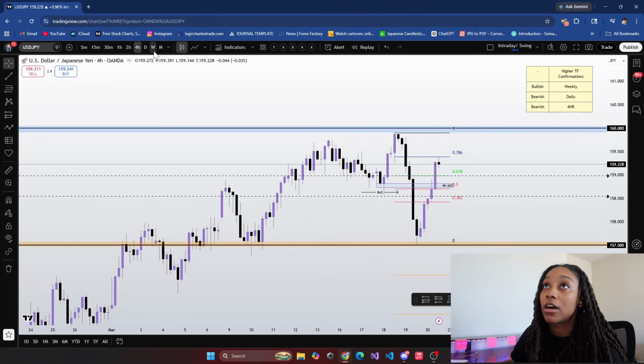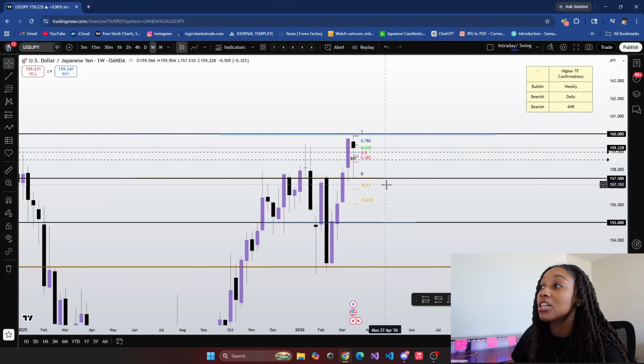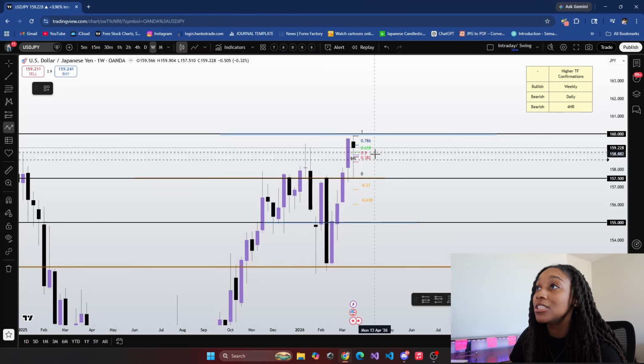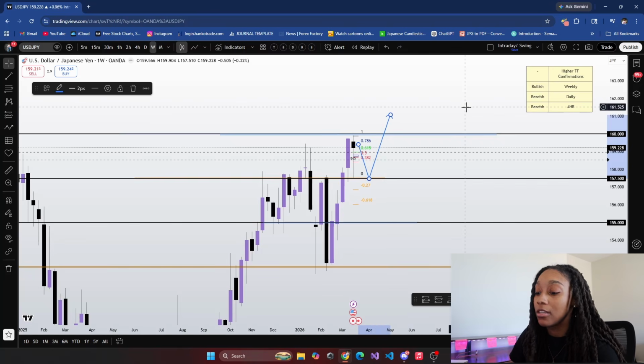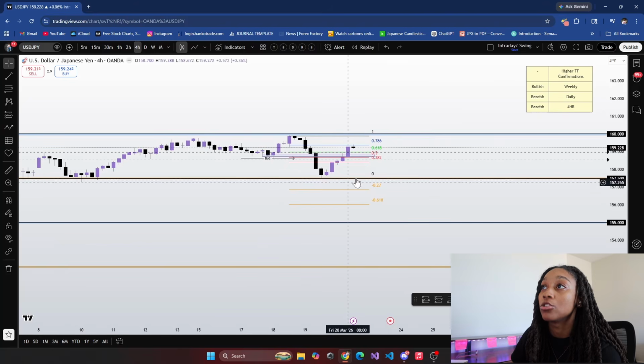I do also want to point out that on this weekly time frame, we had a big push for a while. I think the weekly is still bullish. I think the weekly time frame might just be looking for some kind of pullback, maybe down to this level, and then a push up is what I'm starting to think. Just based off of the lower time frames on the daily and the 4 hour, how we broke structure.